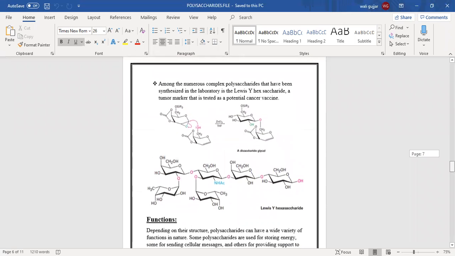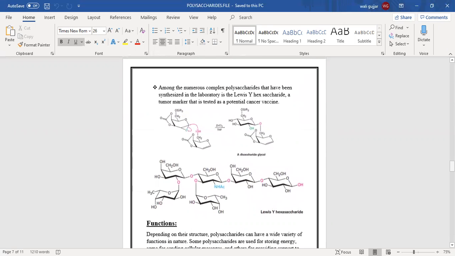Then, among the numerous complex polysaccharides that have been synthesized in the laboratory is the Lewis Y hexasaccharide, a tumor marker that is tested as a potential cancer vaccine, and the structure of that is given in this figure. Lewis Y hexasaccharide.